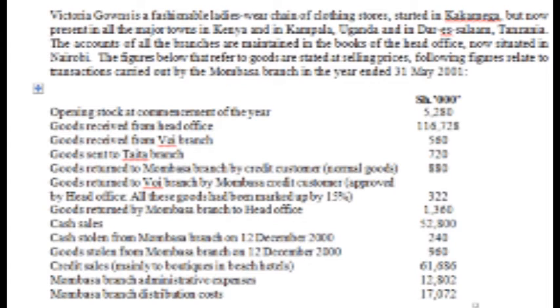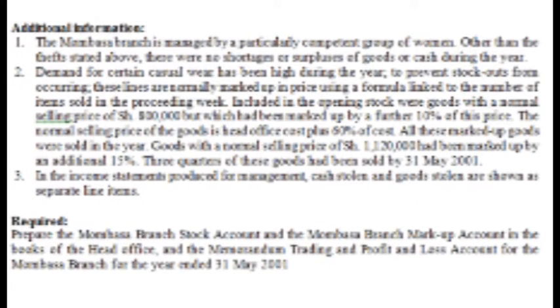We have the credit sales of 61,686. We have the Mombasa branch admin expenses. We have the Mombasa branch distribution costs. Additional information: 1. The Mombasa branch is managed by a particularly competent group of women. Other than the theft stated above, there were no shortages or surpluses of goods or cash during the year.